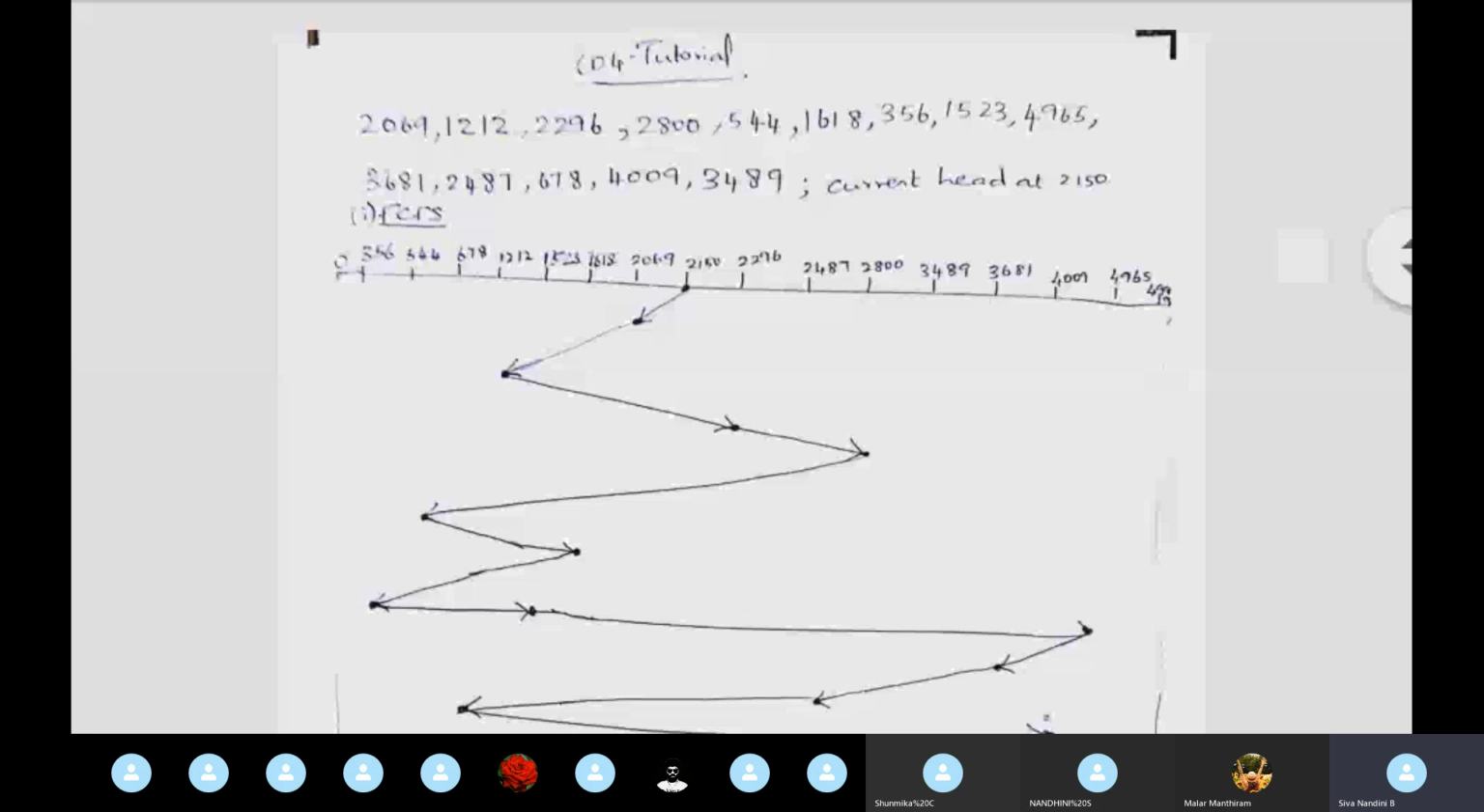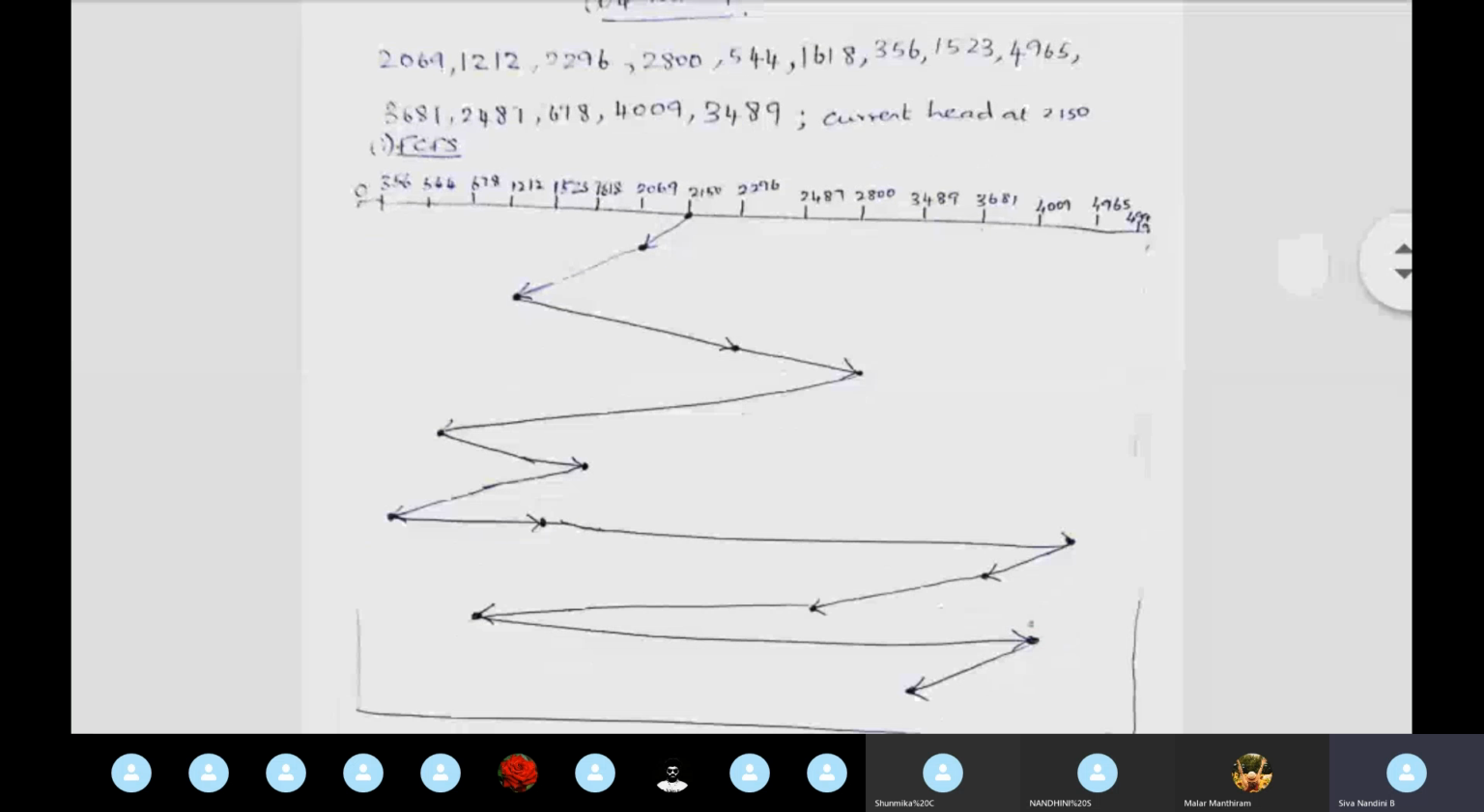After 2487, it went to 678. And then the disk head moves to 4009. And at last, which is the last request, 3489. Like this, the request will be serviced from the current head position to the request given in the question.